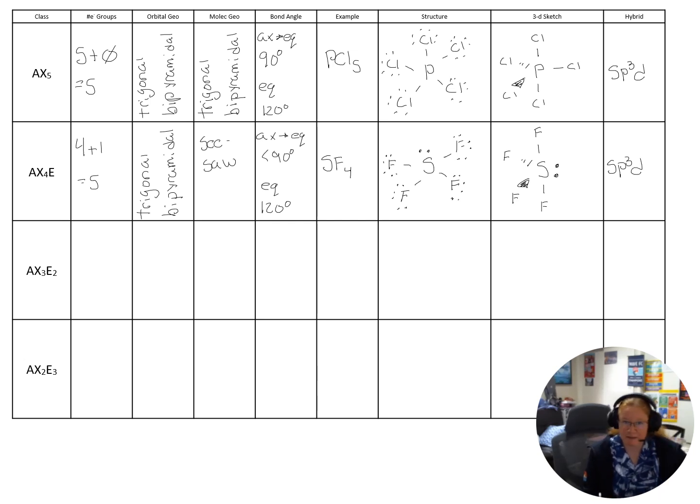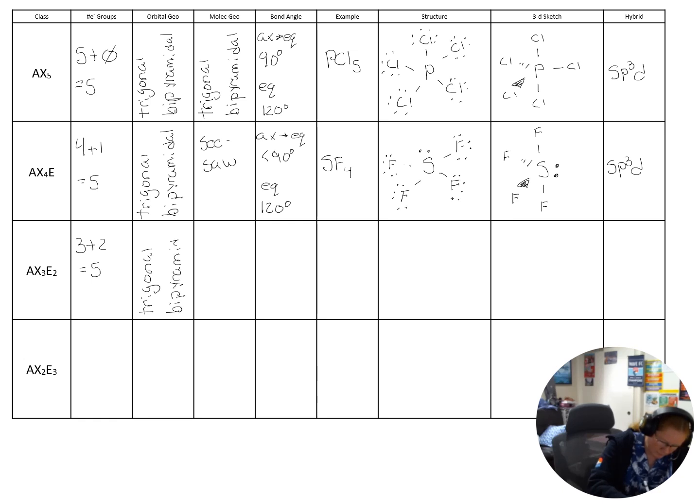We keep that sp3d. Okay, our next one, I have 3 bonding and 2 lone pairs. 3 plus 2 is still 5. So we're still a trigonal bipyramidal. Okay. All right, we're going to remove another one off that equatorial region, and so it ends up being T-shaped.